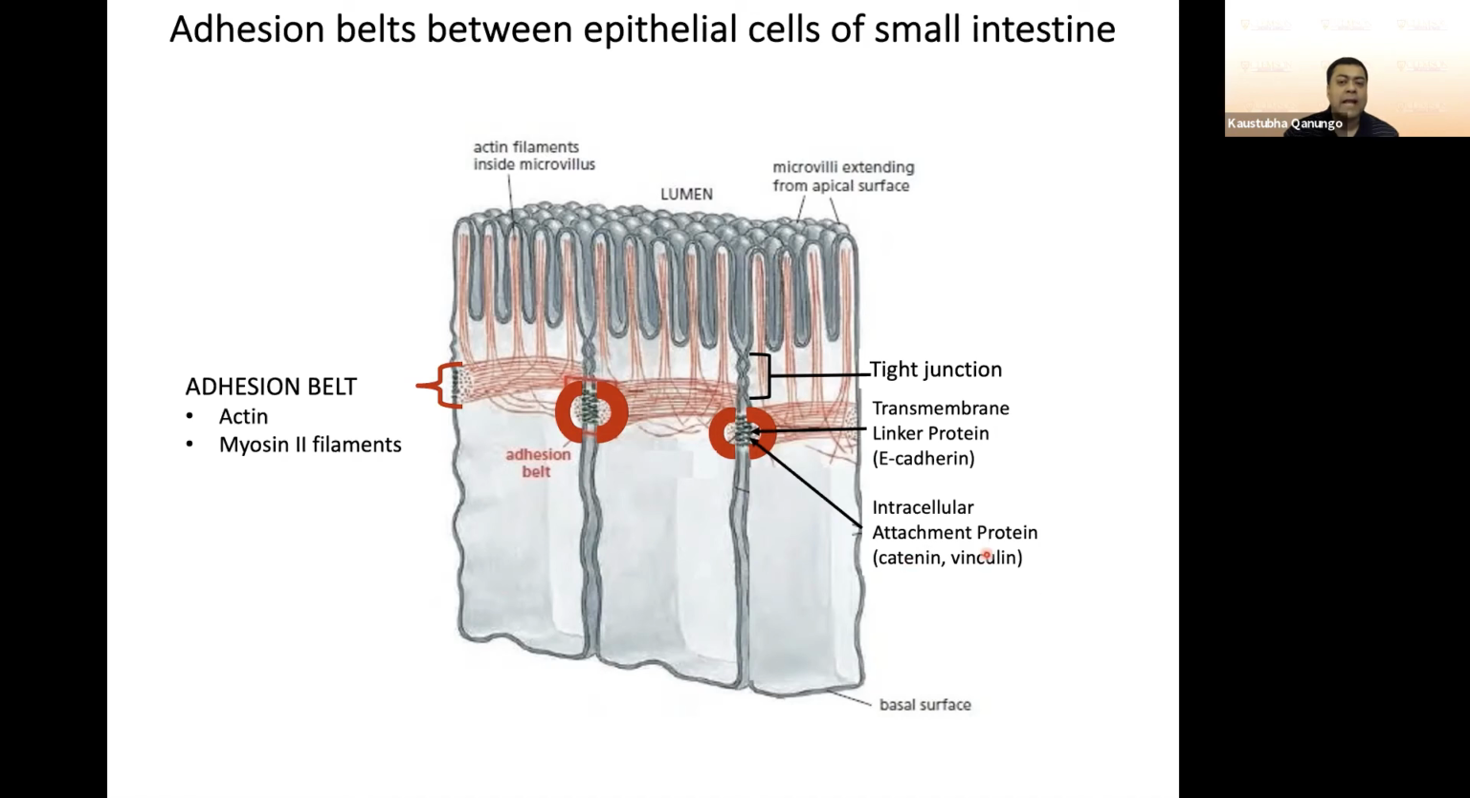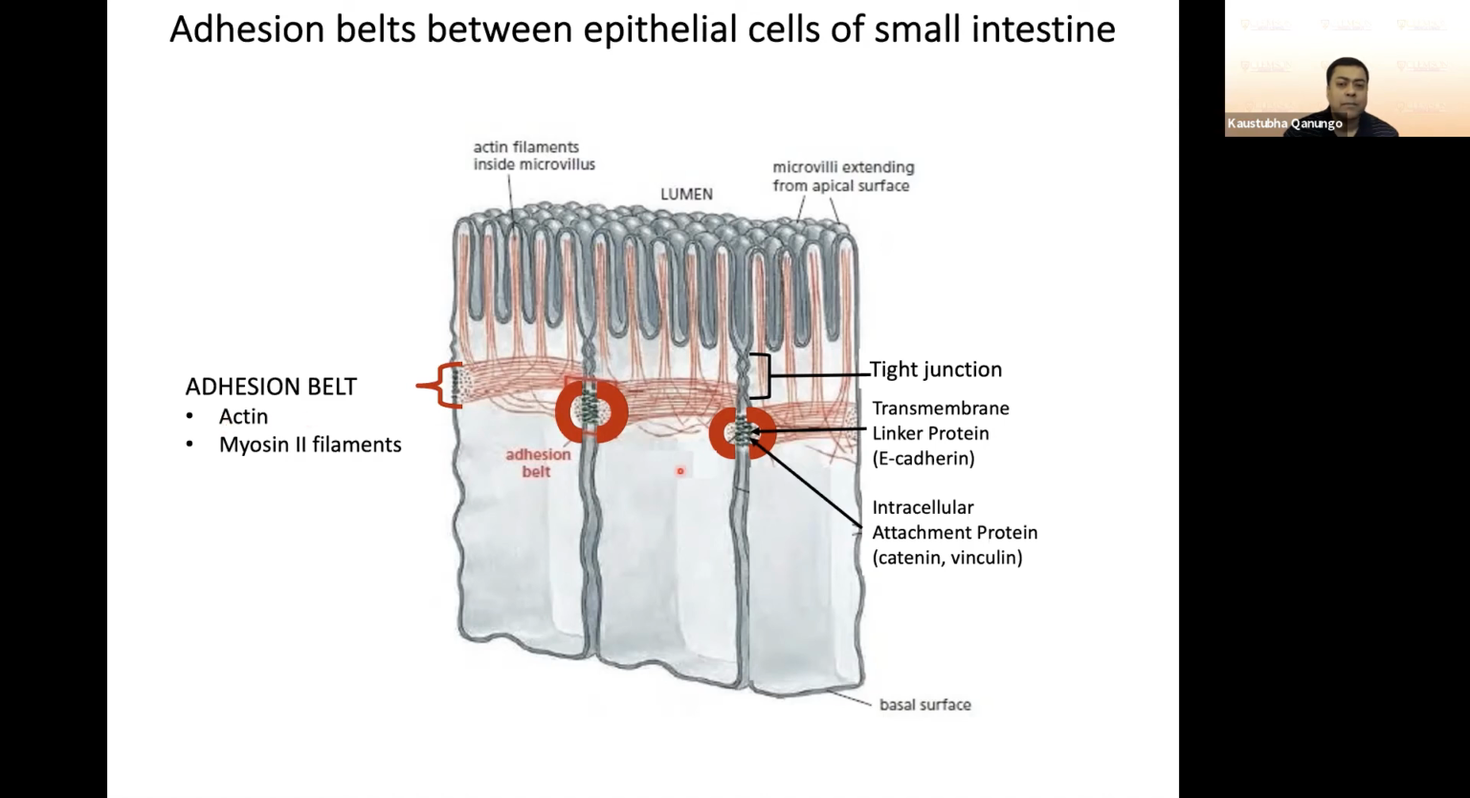And to these catenin and vinculin, the actins will be attached. Actins as well as myosin 2 filaments will be attached. And why actin and myosin 2 filaments? Remember that actin is the cytoskeletal filament right here as a microfilament. Myosin 2, on the other hand, is a motor protein which walks on the actin. So we are going to see that these adhesion belts can get squeezed and relaxed. And we are going to get some idea about how that works. So that's also very important.